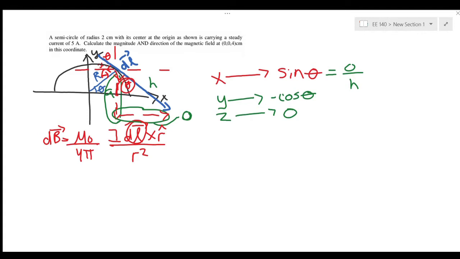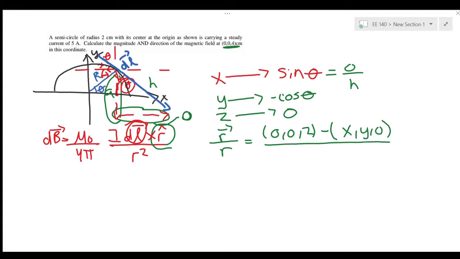Now we're going to find r hat. R hat is just equal to the r vector over r. So we want to find the magnitude and direction of the magnetic field at a point on the z axis. So our final point is going to be 0, 0, z, I didn't put 4 because we're going to calculate that in the end, minus our initial, which is going to be x, y, 0, and just over r. So then we get negative x, negative y, z over r.